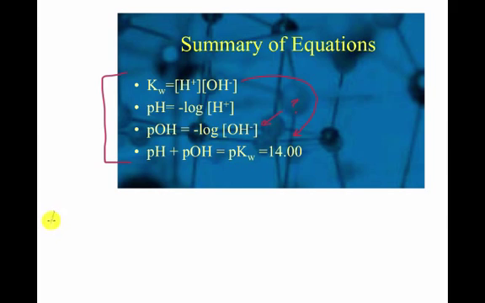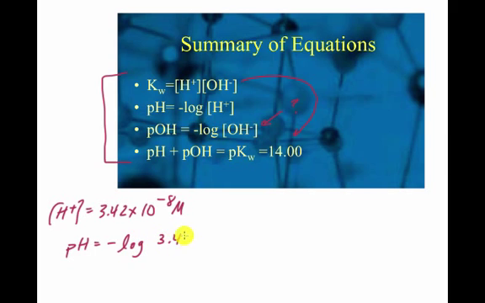Now let's say that I have a pH equal to, well, no, let's do hydrogen concentration. So let's say that the hydrogen concentration is equal to 3.42 times 10 to the negative 8 molar. Okay, what I want to know is what's pH, what's pOH, is it acidic or is it basic? So what I'm going to do first is find pH. pH is just the negative log of this number. So I'm going to take 3.42 times 10 to the minus 8.